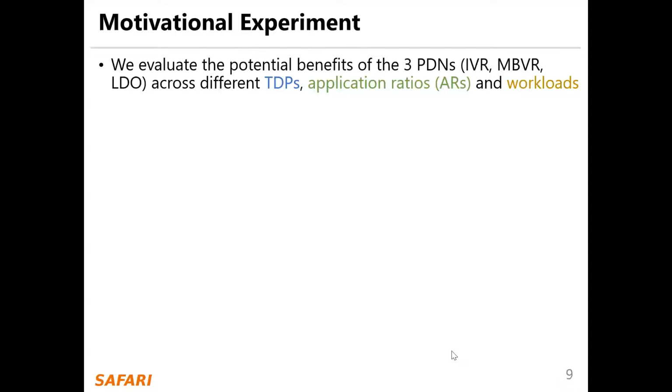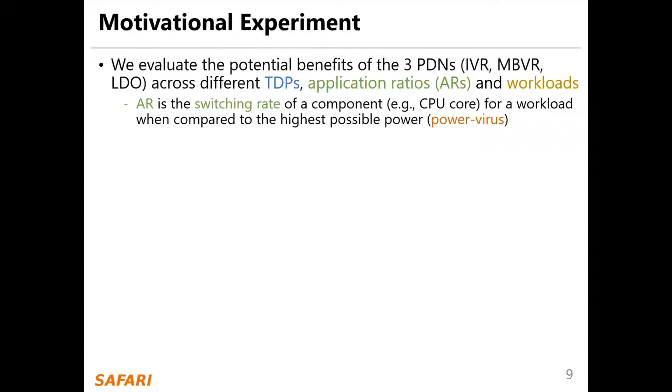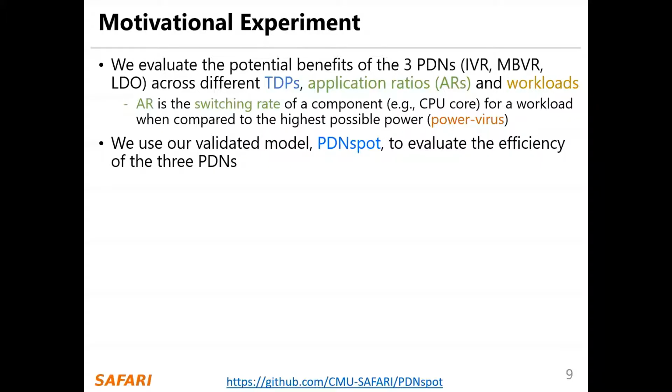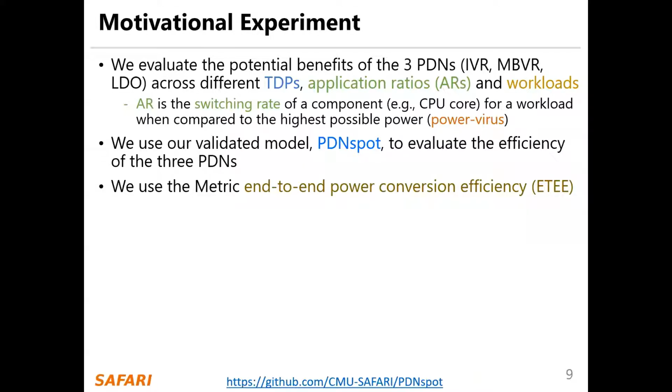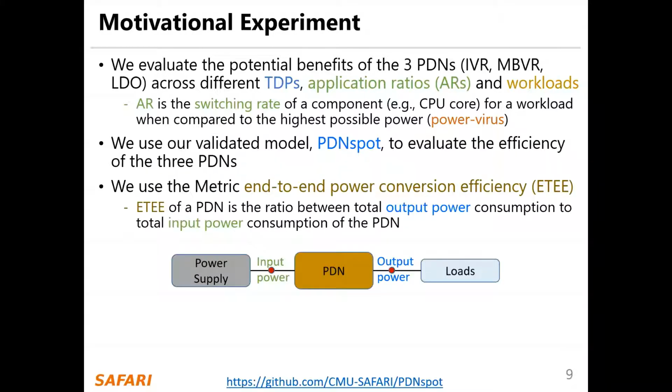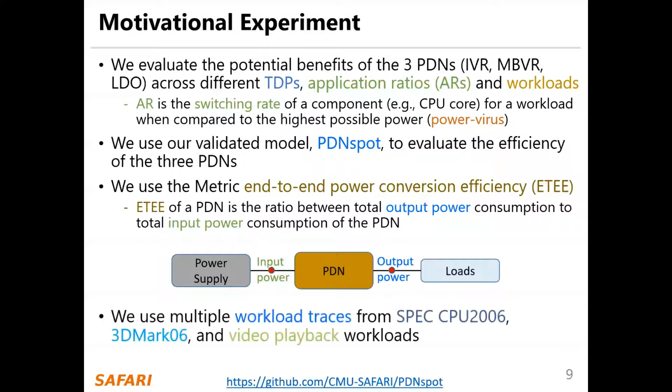We evaluate the potential benefits of the three PDNs, IVR, MPVR, and LDO across different TDPs, application ratios, and workloads. Application ratio is the switching rate of a component for a workload when compared to the highest possible power. We use our validated model, PDN Spot, to evaluate the efficiency of the three PDNs. We use the metric end-to-end power conversion efficiency, or end-to-end efficiency in short. End-to-end efficiency of a PDN is the ratio between total output power consumption to total input power consumption of the PDN.